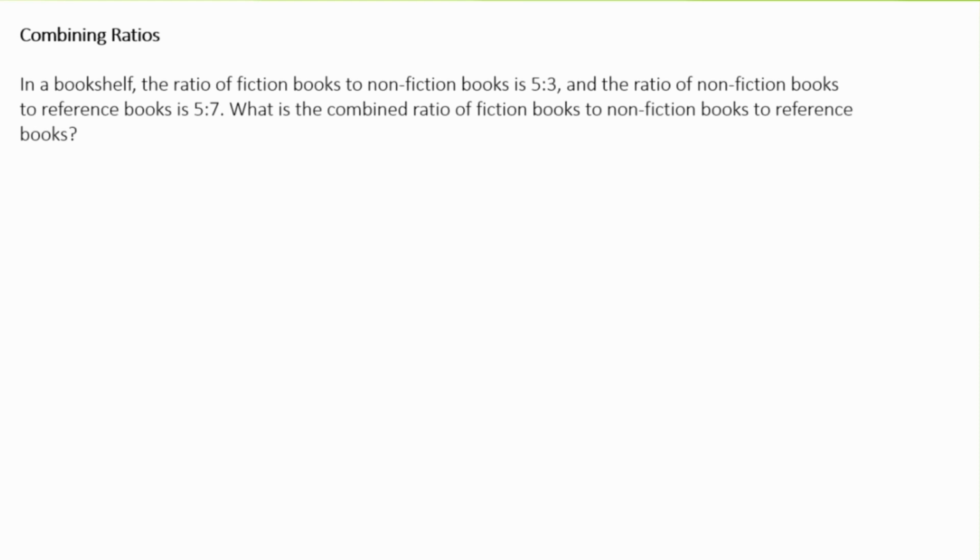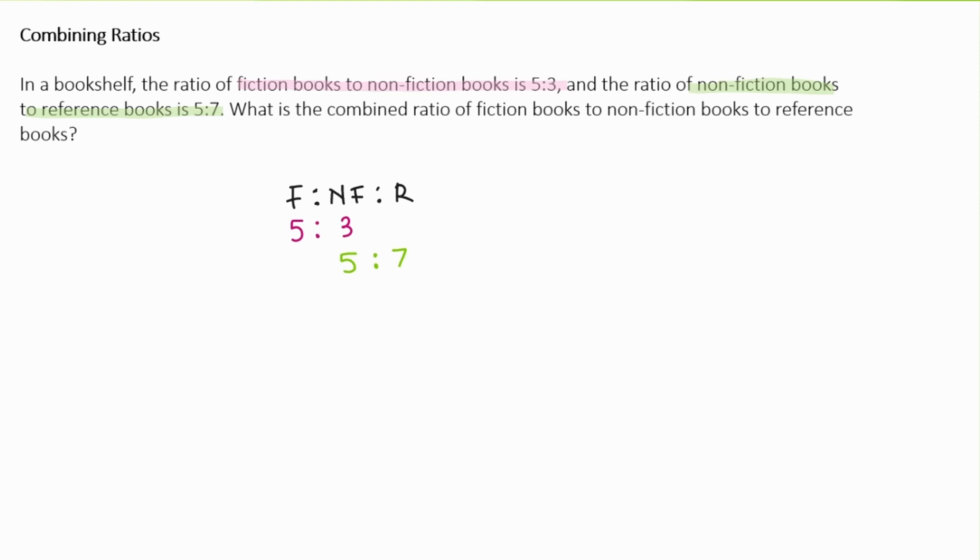So first, we can start by writing the F for fiction, NF for non-fiction, and R for reference books. The first ratio that we have been given is fiction books to non-fiction books, so we can write that under the F for fiction and NF for non-fiction, 5:3. The second ratio that we have been given is the non-fiction books to the reference books, which is 5:7. So underneath that, we can write the second ratio, which is 5:7.